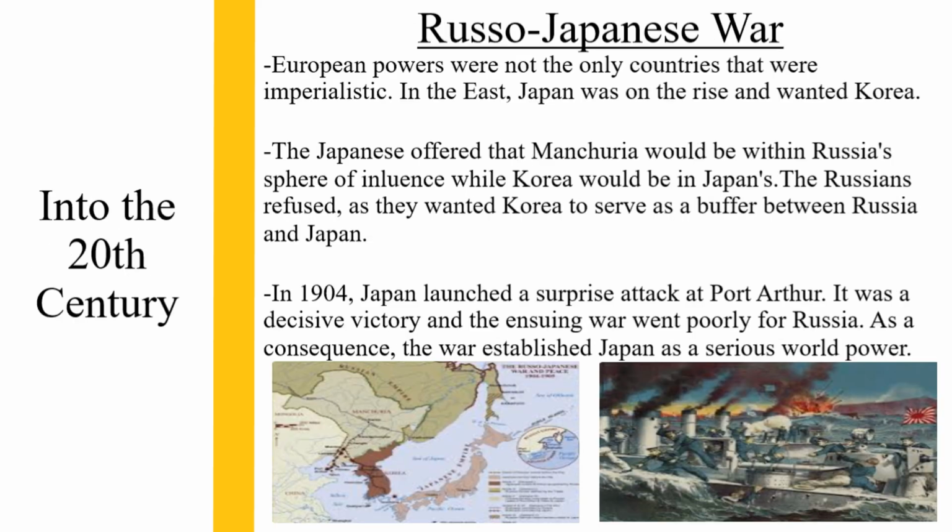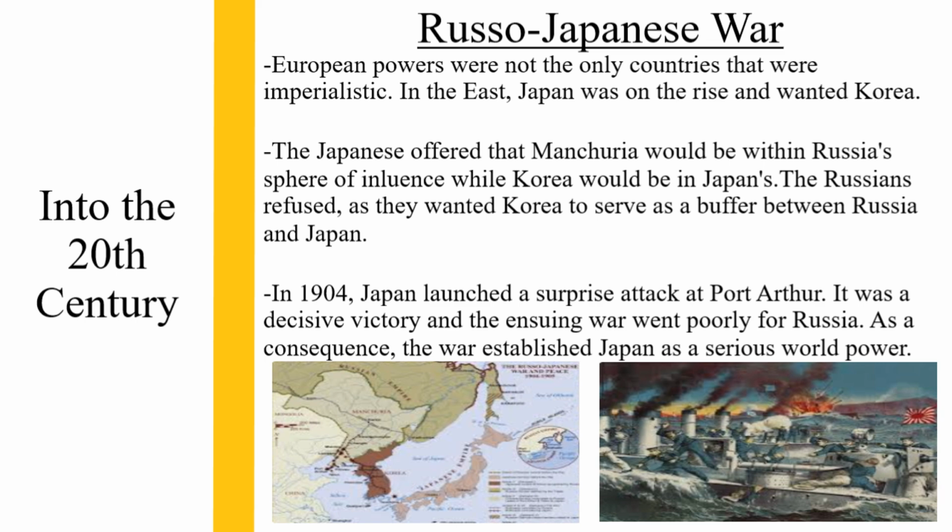The Russo-Japanese War. European powers were not the only countries that were imperialistic. In the East, Japan was on the rise and wanted Korea. So next time your leftist professor tells you that Europe is just evil and imperialistic, well, see if he says the same about Japan, because Japan was doing the same thing as Europe. So when they talked to the Russians, the Japanese offered that Manchuria would be within Russia's sphere of influence, while Korea would be in Japan's.